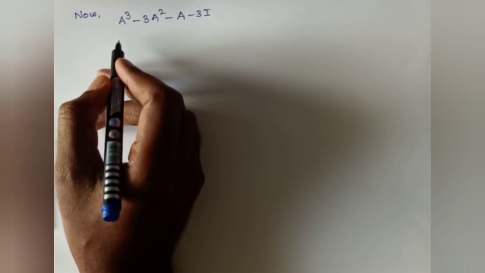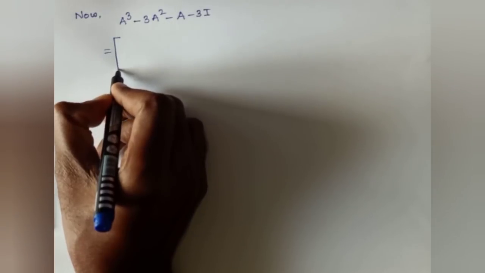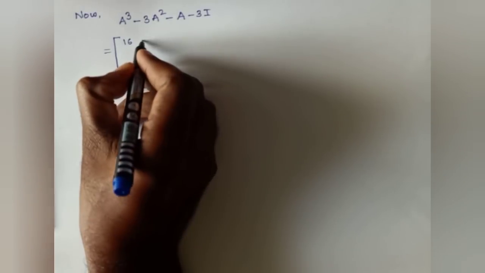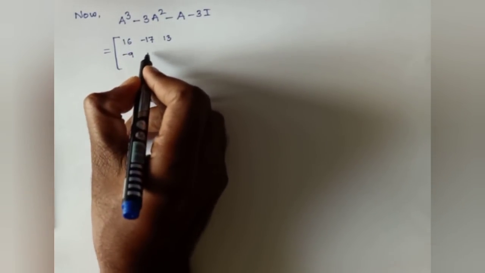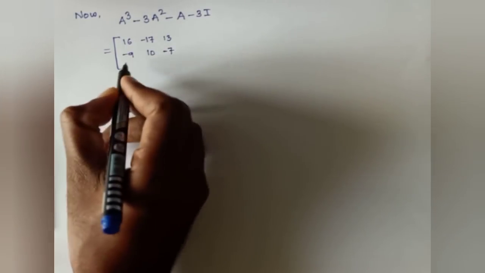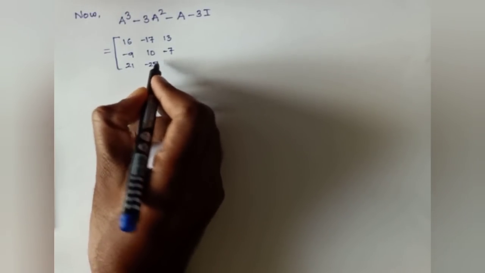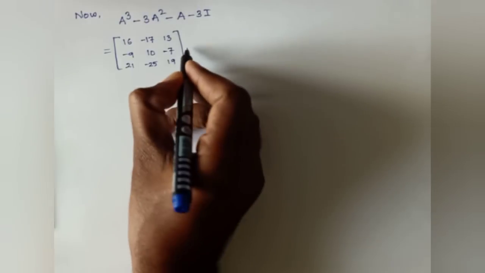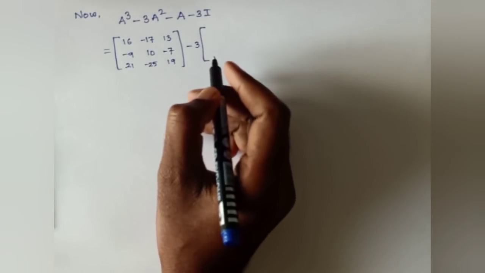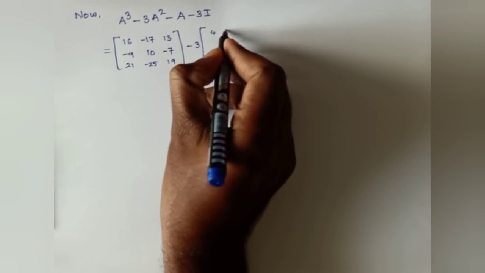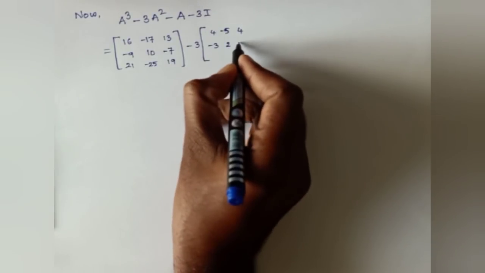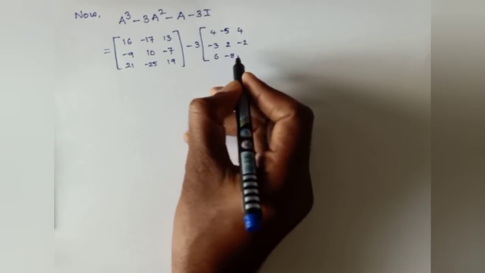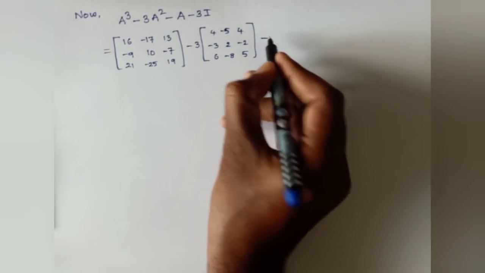So we already know A cube. Just now we did A cube, it is 16 minus 17 13, minus 9 10 minus 7, and this is 21 minus 25 19, minus 3 into, we already did A square also, that is 4 minus 5 4, minus 3 2 minus 2, 6 minus 8 5, and minus A as it is.